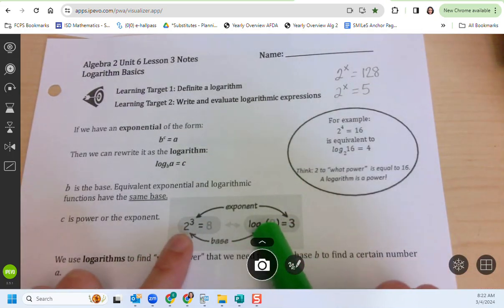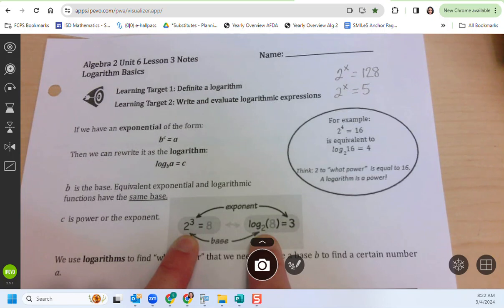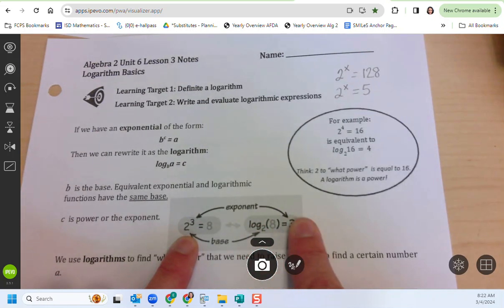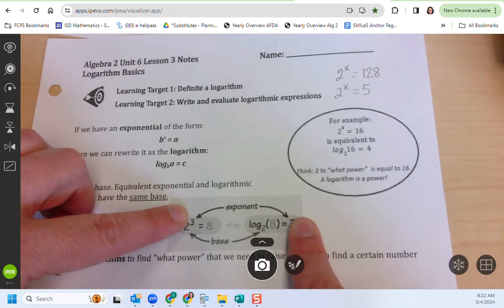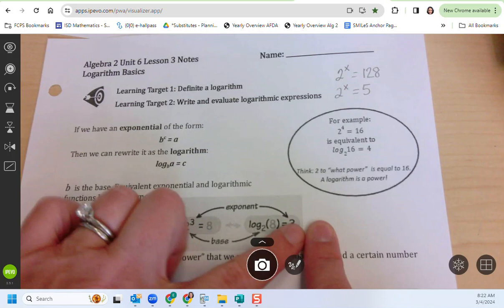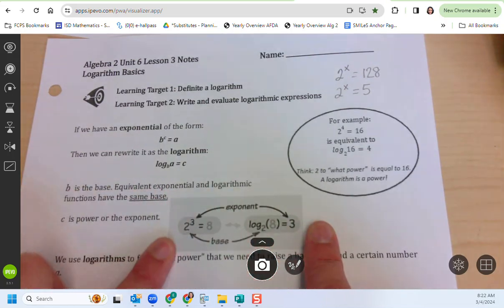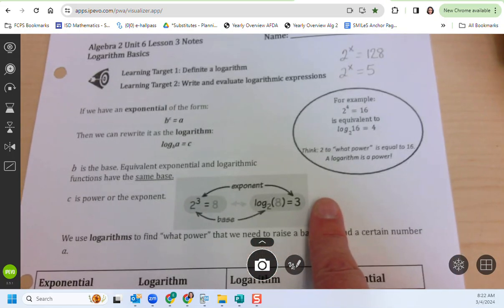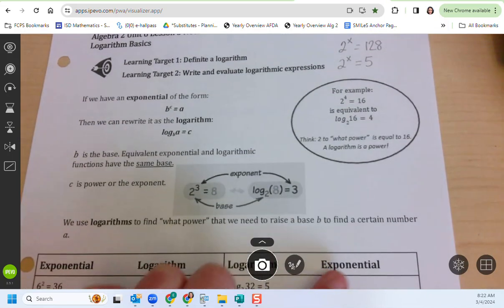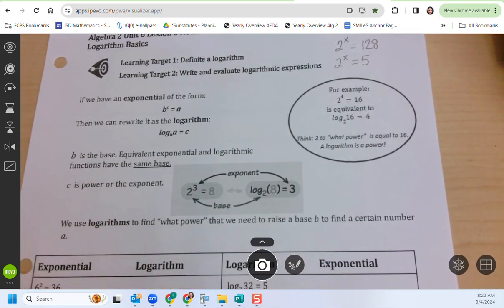Both a logarithm and an exponential equation have something called a base. So the base of the exponential here is 2, and this is called log base 2. The answer to a logarithm is the exponent. So we're going to use this to rewrite exponential equations as logarithms and then rewrite logarithms as exponentials.